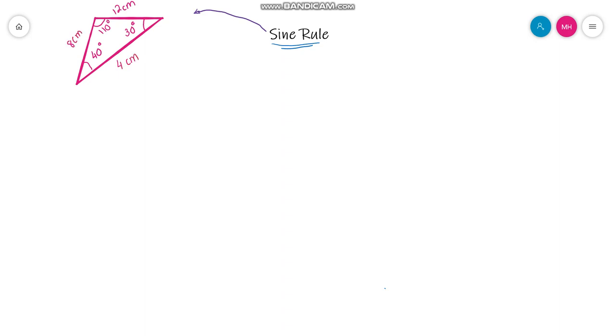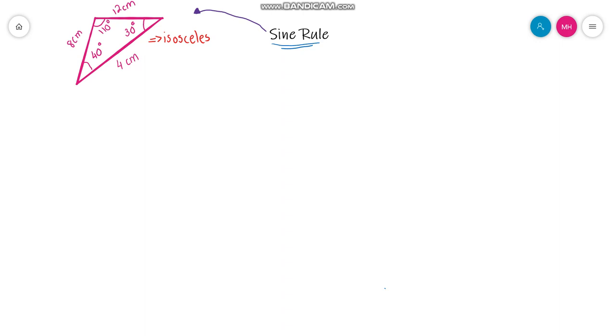So the sine rule works for these kinds of triangles where the angles are not equal and sides are not equal, and this is very common when it comes to IGCSE questions. However, they can also give you an isosceles triangle, but the sine rule remains the same. And now let's move on to the sine rule.